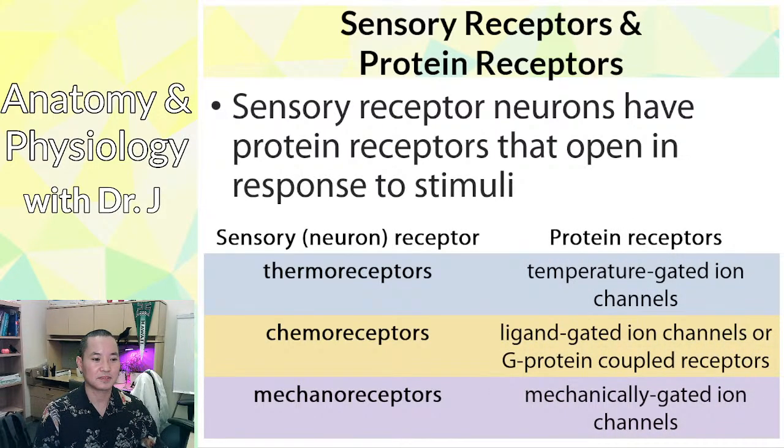So things like thermoreceptors have ion channels that open in response to different temperatures. Chemoreceptors can detect chemicals that act as ligands. So again, ligands and receptors. Ligands are the keys, receptors are like the locks. So chemoreceptors can detect different chemicals, and mechanoreceptors rely a lot on mechanically gated ion channels.